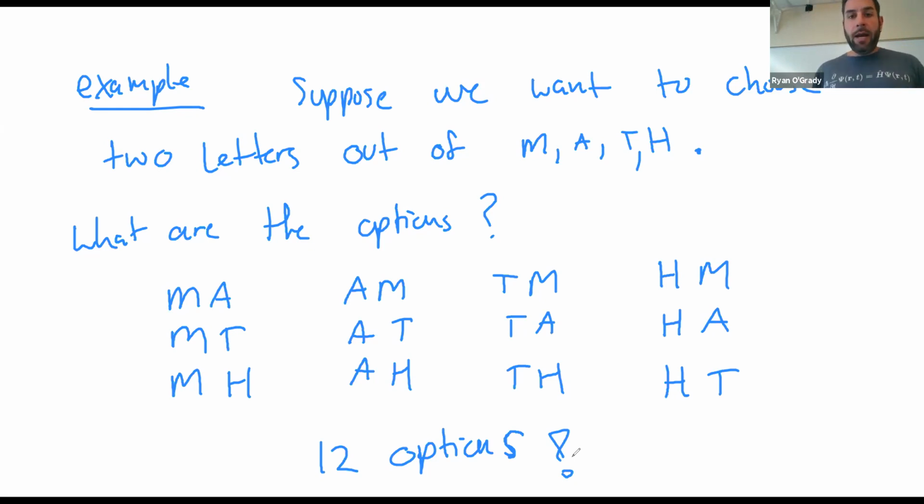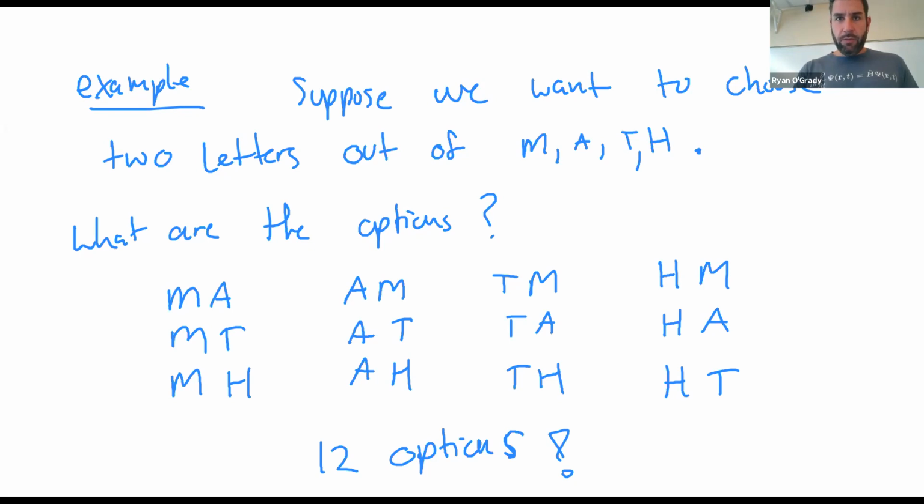Now, if we don't care about order, for example, if we don't care what order we chose them in, then something like AM would be the same as MA. Does that make sense? And MT would be the same as TM if order is irrelevant. So there's only 3 combinations. Well, no, it's going to be more than 3. You're close. Let's get to that.